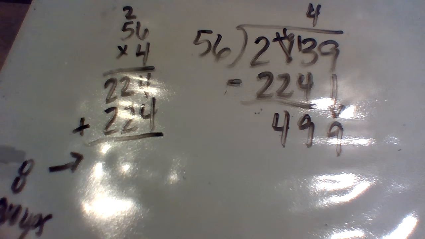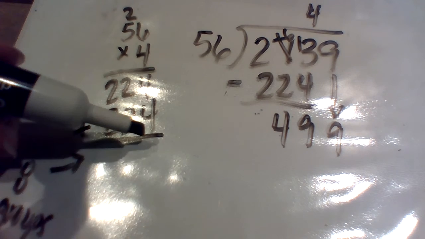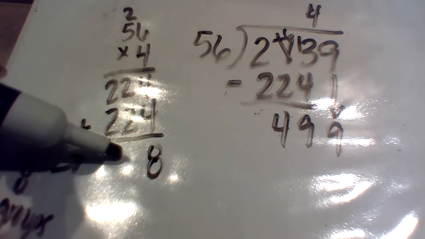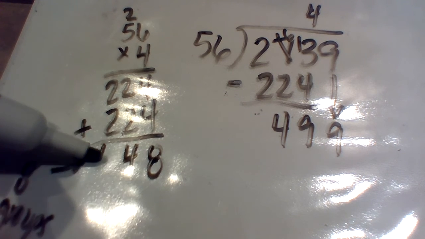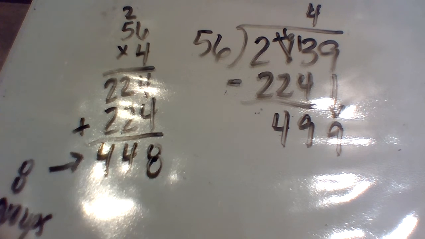Let's see if that's going to work. 4 plus 4 is 8. 2 plus 2 is 4. 2 plus 2 is 4. Well, let's take a look. So this would be 8 groups, 56 times 8, and we're going to put that under. We got 448. Let's subtract.